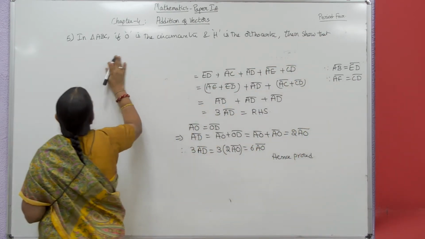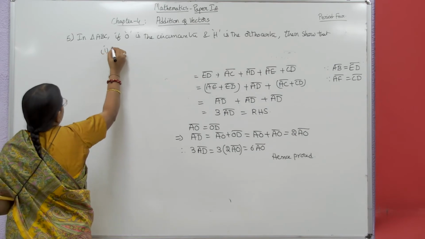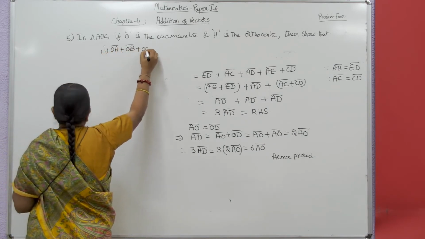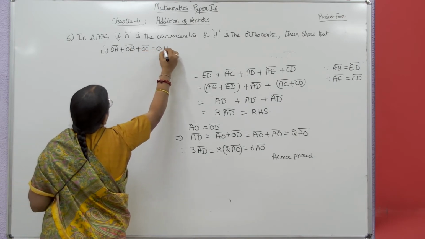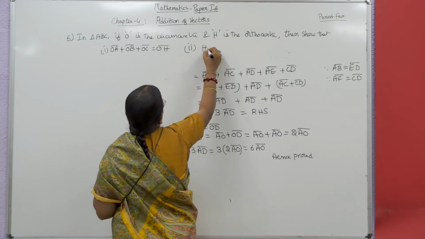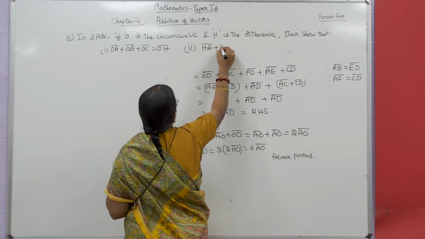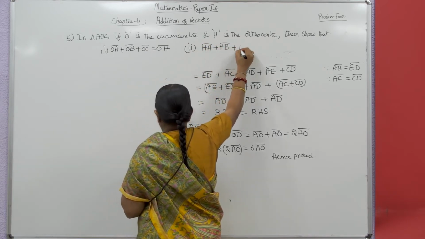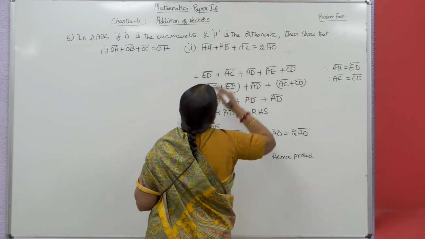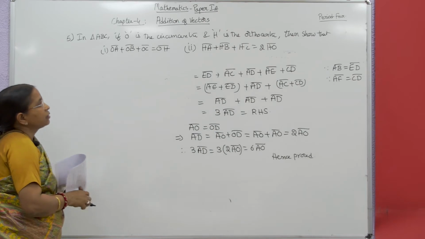First bit: OA plus OB plus OC is equal to OH, and then the second bit is HA plus HB plus HC is equal to 2 times HO. This is the problem.